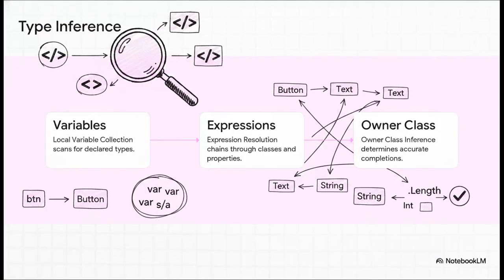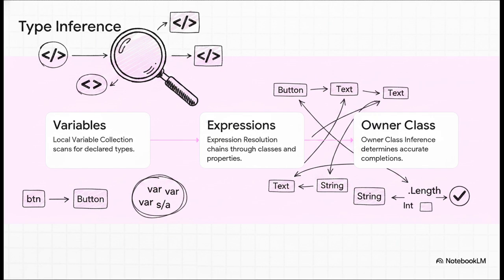Which brings us to Section 3, Client, the deep thinker. So the client powers something called the type inference engine, which is what enables complex dot completion. Think about it. Imagine you type btn.text.length into your code. How does the editor actually know what .length is? Well, it happens in 3 brilliant phases.